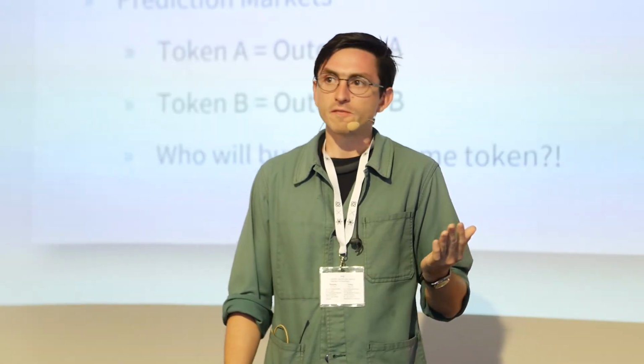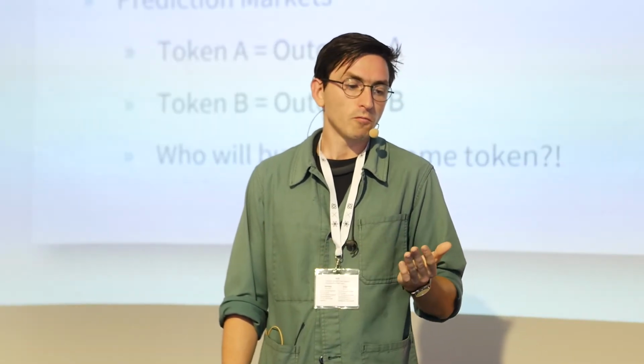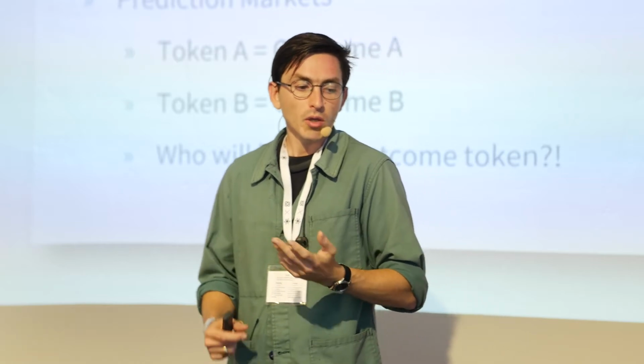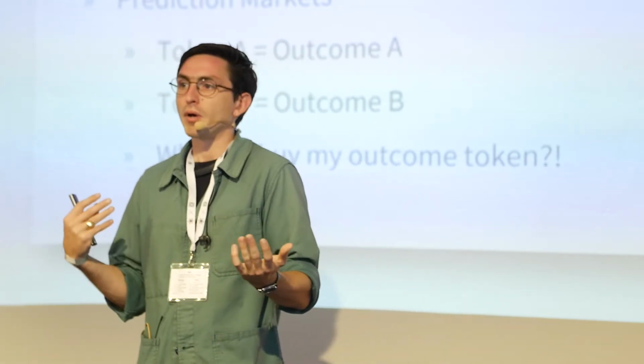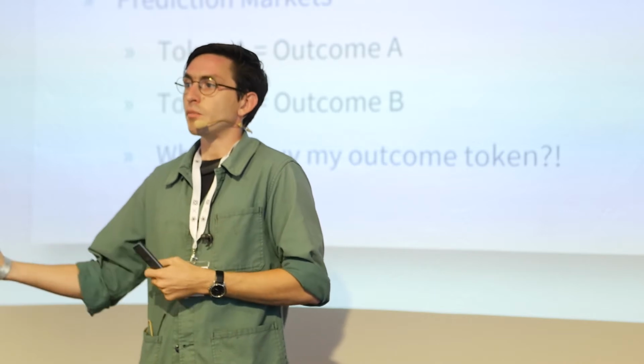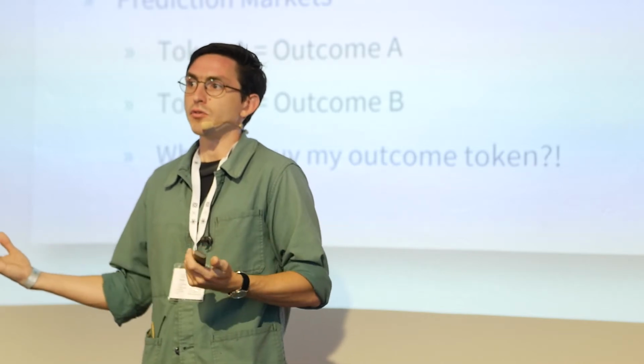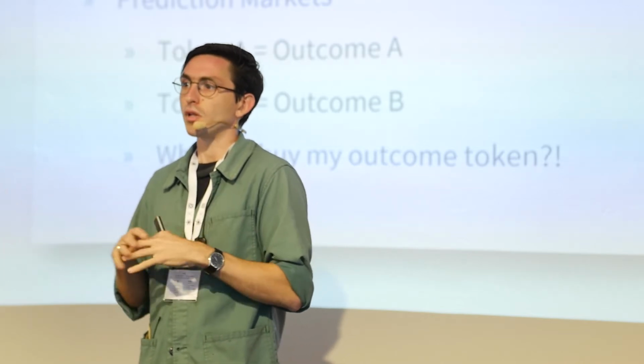Some example use cases for these would be, again, like I mentioned before, prediction markets. In a prediction market, you have a bunch of tokens that represent different outcomes. But you have this problem of who's going to buy my outcome token. If you can find somebody to buy it, another person, that's great, but often you can't when you have such a small marketplace, but with a lot of tokens.